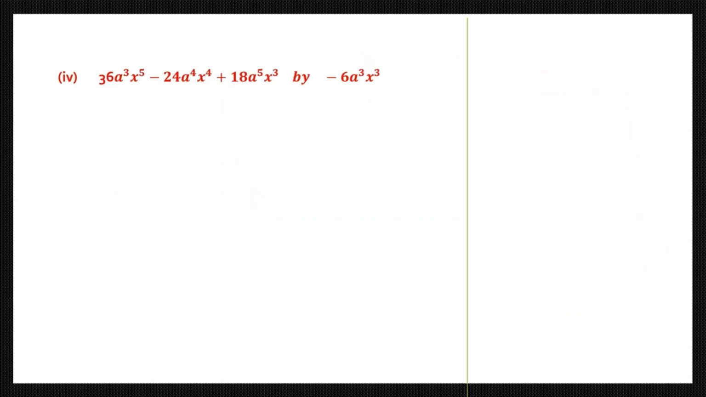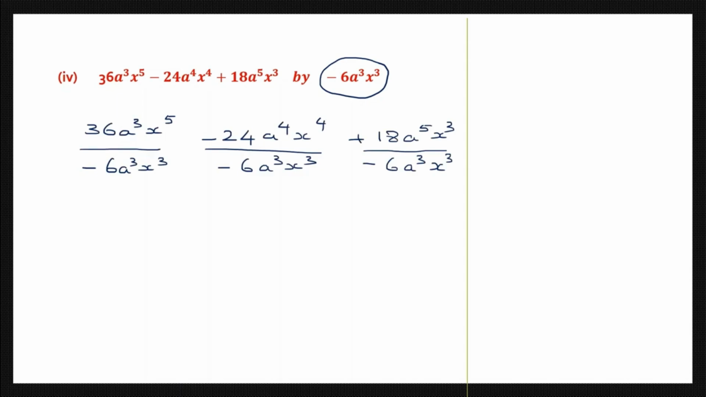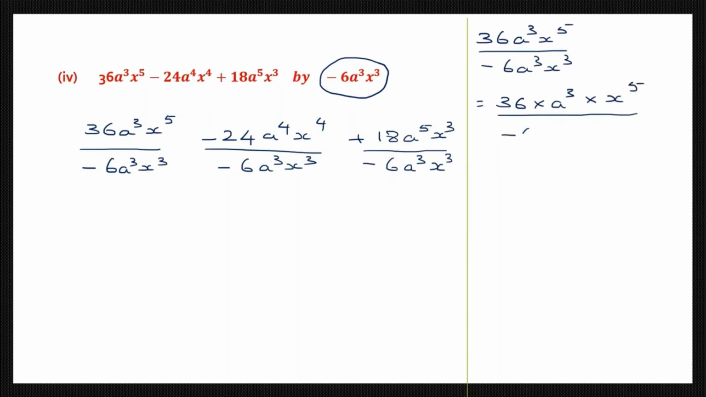Next one. Here also the divisor is minus 6a cubed x cubed, and we have a trinomial. We're going to divide each term of the trinomial by the divisor. Let's start with the first one. So that will be 36 into a to the power of 3 into x to the power of 5 divided by minus 6 into a to the power of 3 into x to the power of 3.